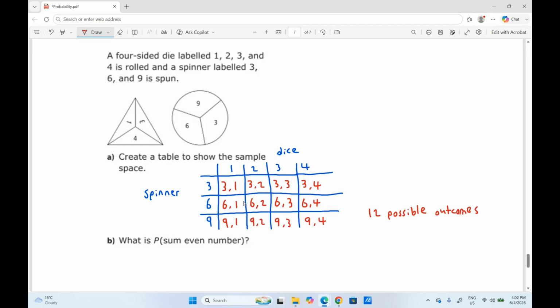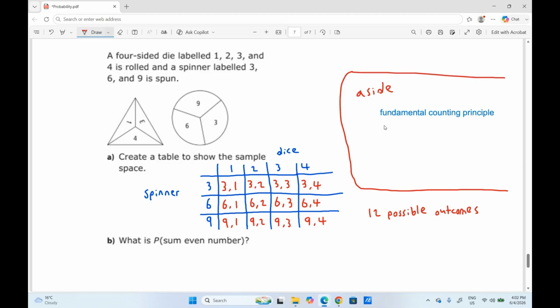You can also do something called the fundamental counting principle. So this is going to be an aside. It's called the fundamental counting principle. And what it is, I want to think about my total outcomes for the spinner. If I spin the spinner, what are my total possible outcomes? And there are 3 possible outcomes for the spinner.